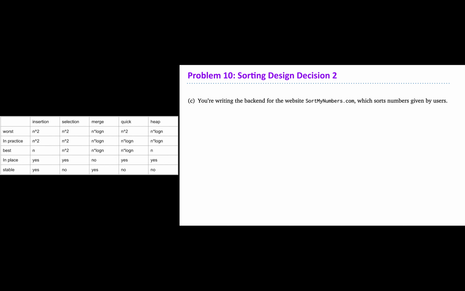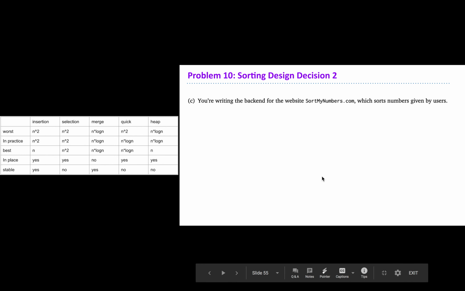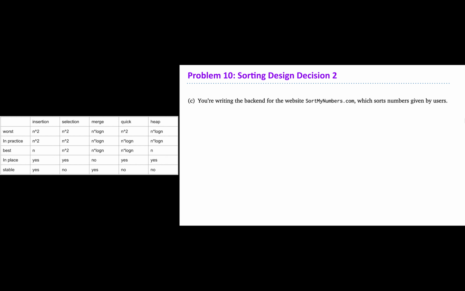It's pretty funny. Cool. But there's not much given in this problem, right? We're just writing the backend for a website and it sorts numbers given by users. So again, we want to make an argument for why we're choosing a sort. So we should figure out which of these variables might be important for this problem. Stable, in place, is there any great argument for these here? What I would say for this problem, it's a little bit more subtle, but I would focus on this part which says we're sorting numbers given by users.